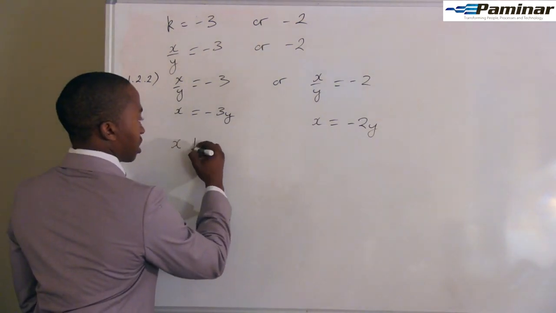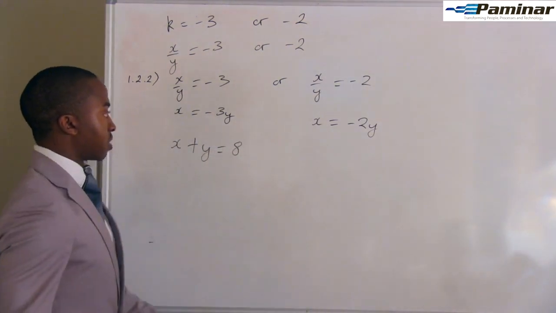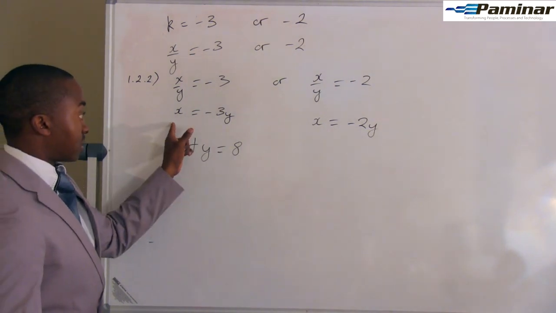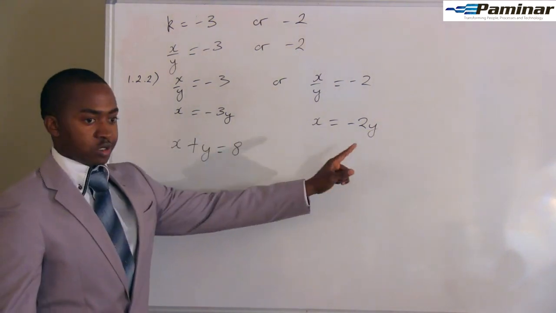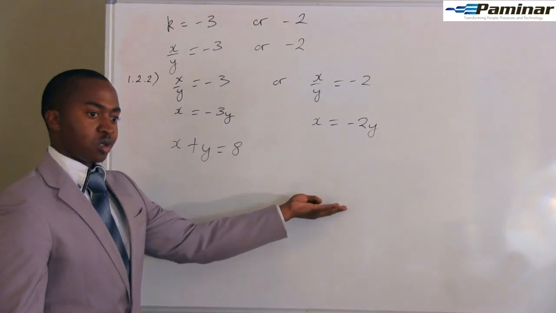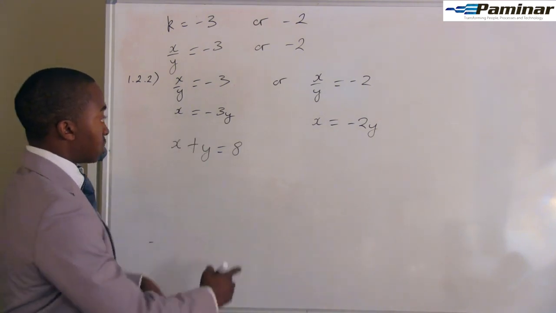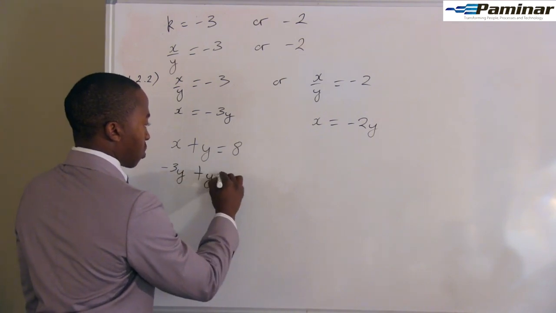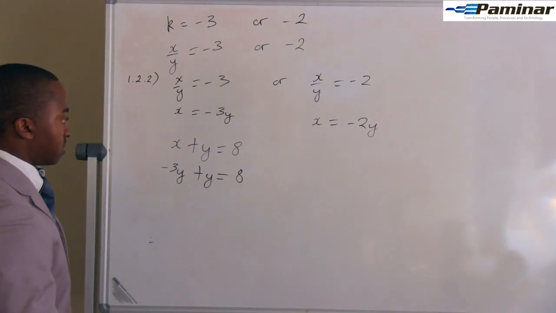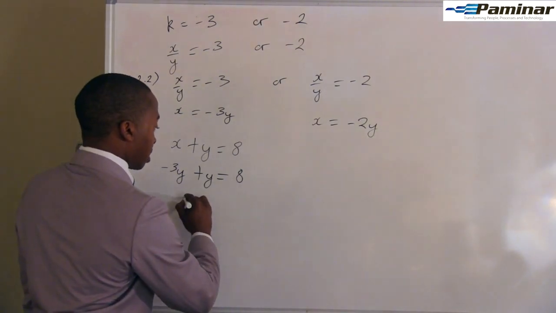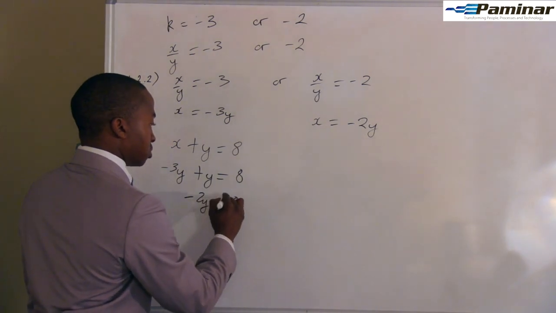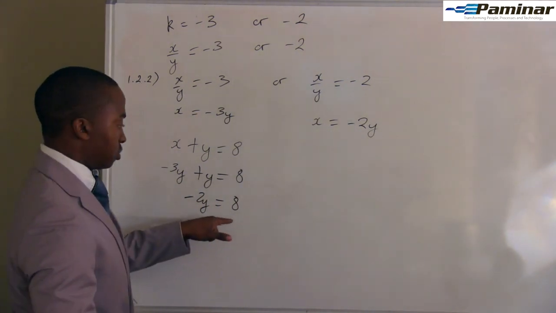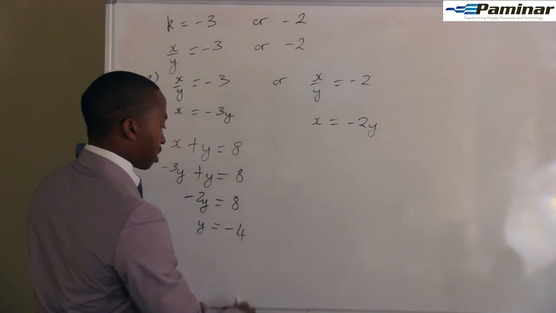They give us an equation, x plus y is equal to 8. We're going to use this in conjunction with what we got from the previous question, that x is equal to minus 3y or x is equal to minus 2y. We use the method of substitution. Substitute where x is minus 3y. This becomes minus 3y plus y is equal to 8. This becomes minus 3y plus y is minus 2y is equal to 8. Therefore, y will equal, if you divide both sides by negative 2, negative 4.